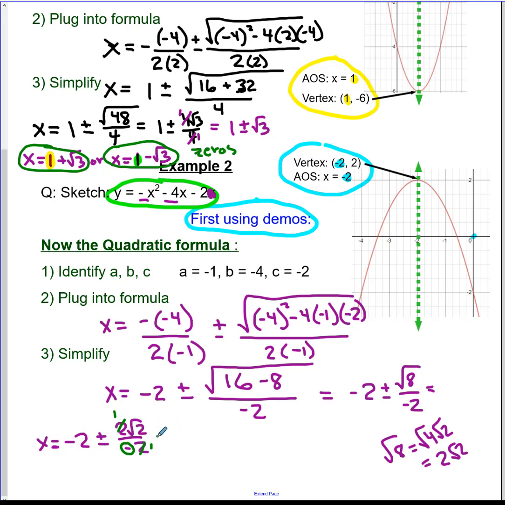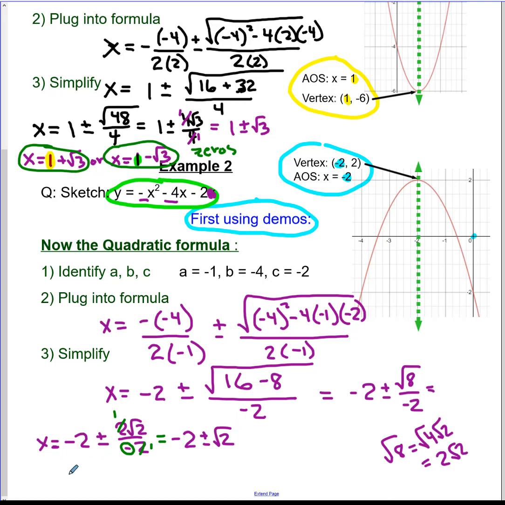So really this comes down to, and I'm going to leave the purple, negative 2 plus or minus the square root of 2. So we kind of ignore that negative. We don't really ignore it, but it just doesn't matter because this says basically I need two signs of whatever you have here. So one's going to be positive, one's going to be negative.